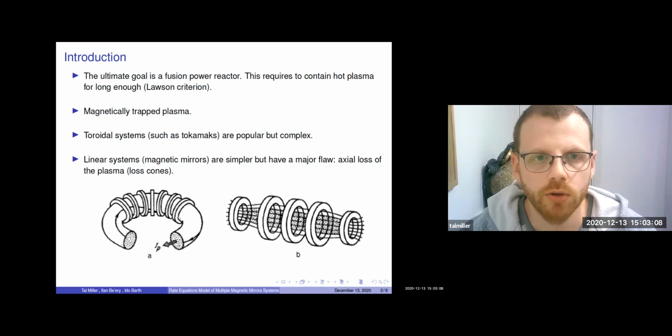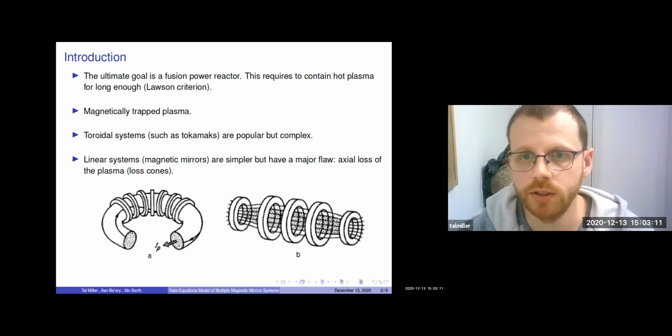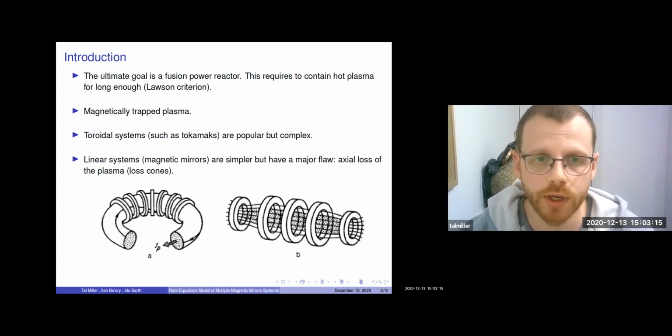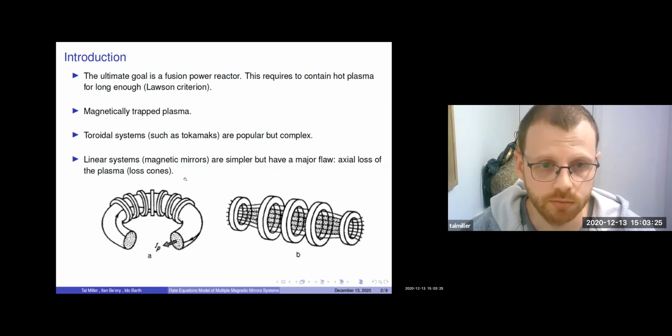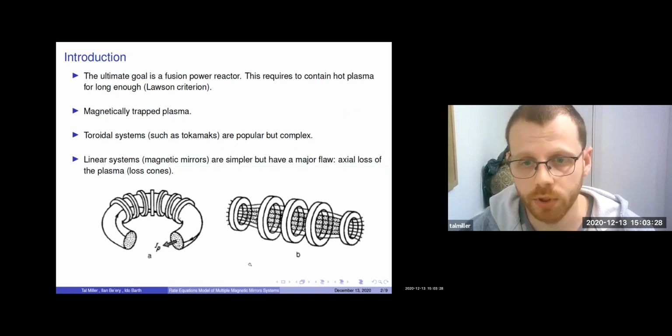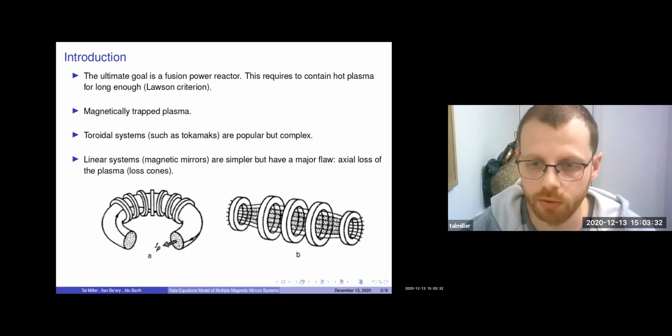So our ultimate goal is to create a fusion power reactor. This requires containing hot plasma for long enough. The way to go about this is to use magnetic trapping. Toroidal systems such as tokamaks are the popular variant, but they are quite complex. Linear systems, which are magnetic mirrors, are simpler, but they have a major flaw: axial loss of the plasma through their loss cones.